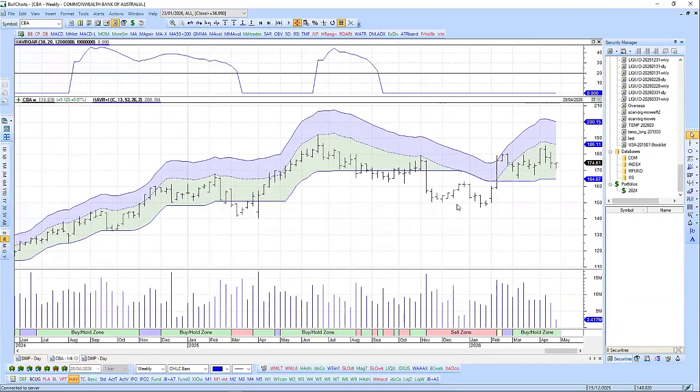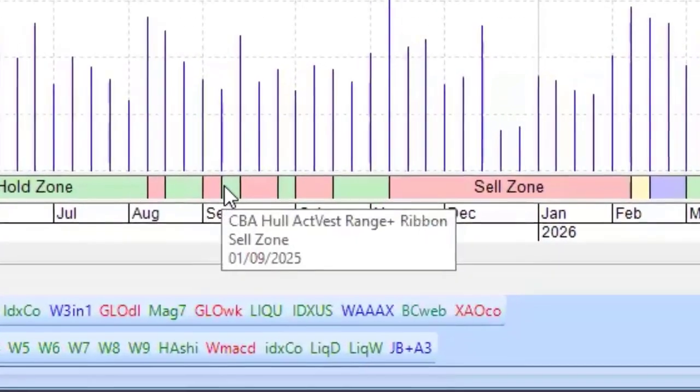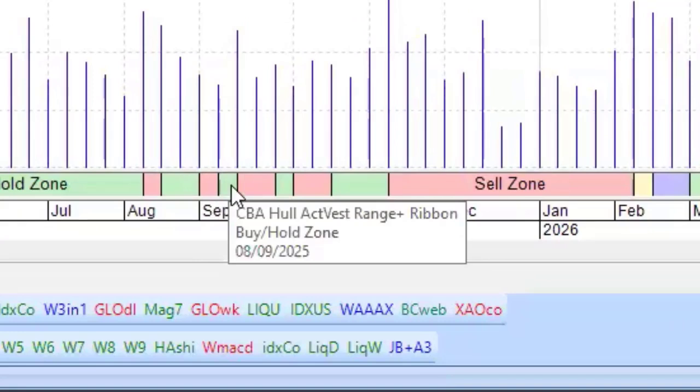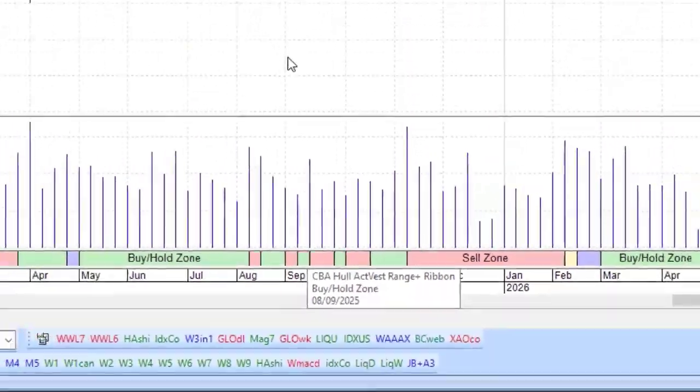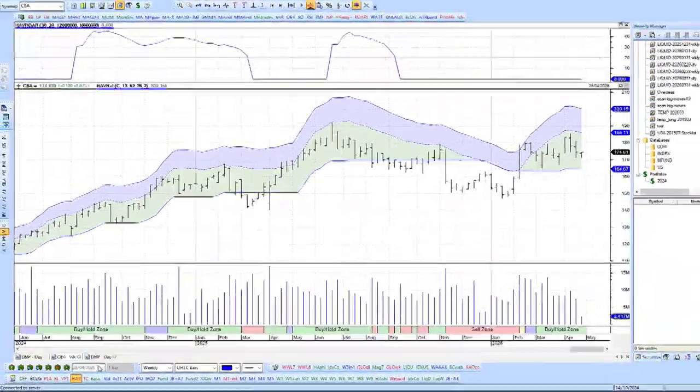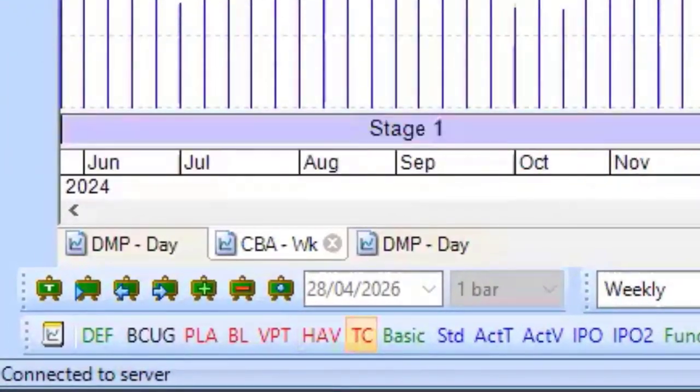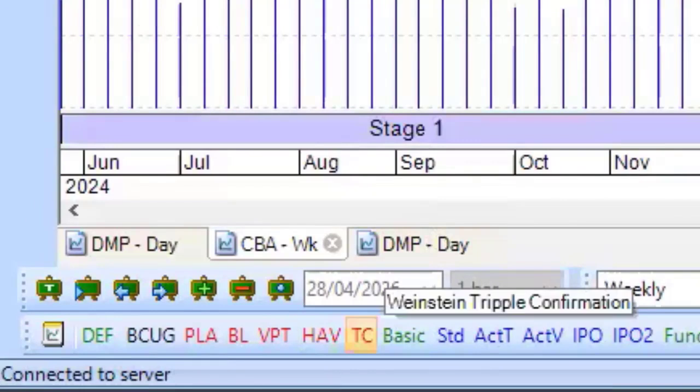That's okay. Now down here, hover the mouse, and the little pop-up tooltip tells us it's the ActVest Range Plus ribbon. The last one here, the fifth one, the red toolbar button, TC. If I hover the mouse, it's labeled the Weinstein, I can never remember.